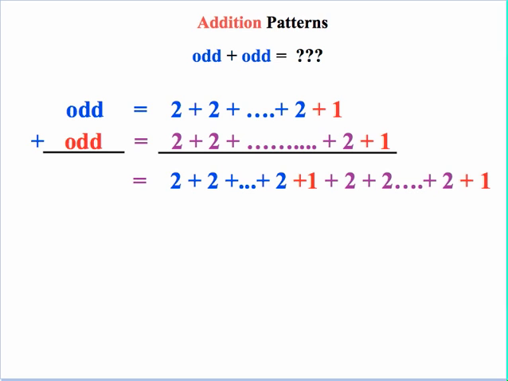Let's jump straight to the general case. My first odd number would be so many 2's plus a 1. My second odd number would be so many 2's plus 1 at the end. Now notice that we can take each of those 1's and combine them together to be another 2. So now we have the sum of nothing but 2's, which should result in an even number. So that's our pattern there. An odd number plus an odd number will give us an even result.